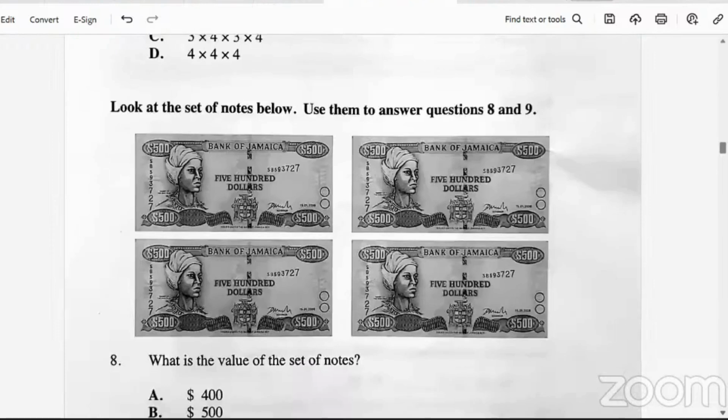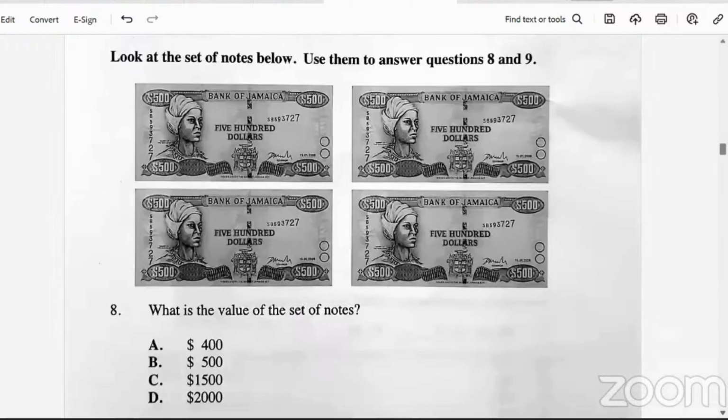All right, question 8 says, look at the set of notes below. Use them to answer questions 8 and 9. What is the value of the set of notes? All right, so we see 4 notes here, each having a value of 500. So each of them is a $500 bill. All right, so what is the value of the set of notes?